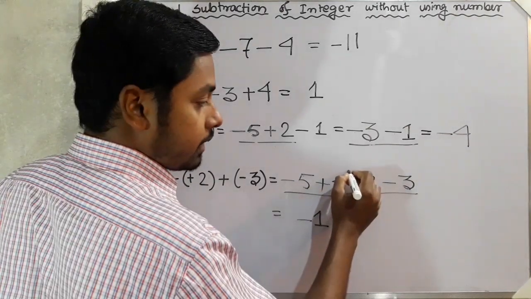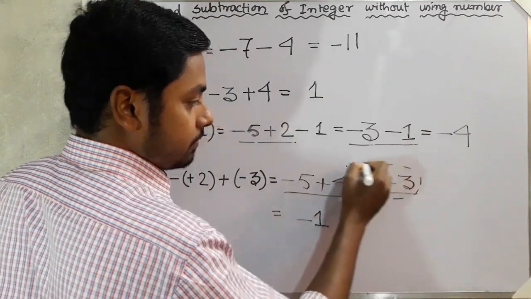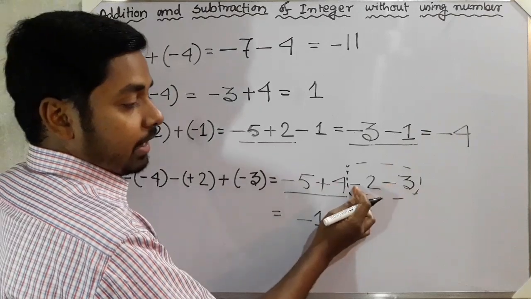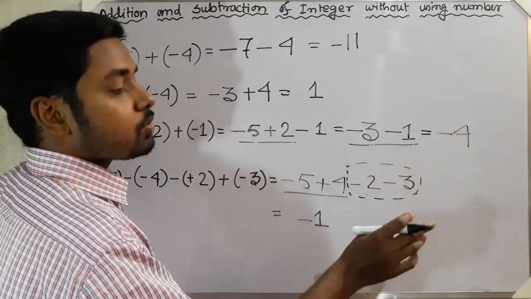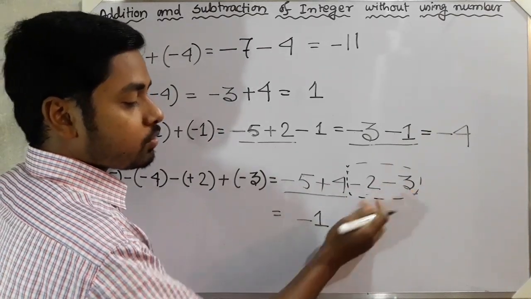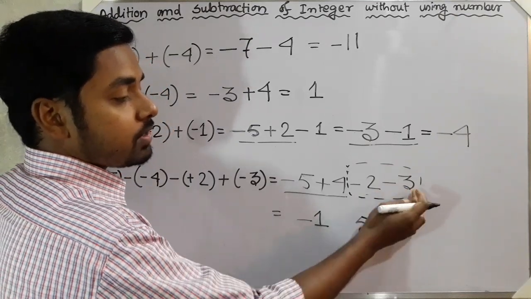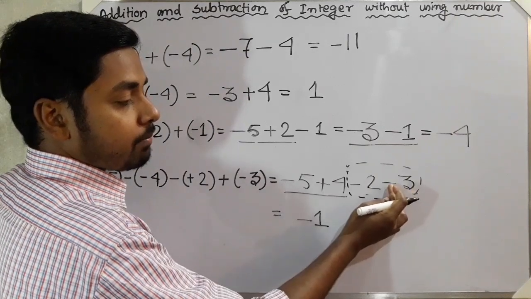Now we have to calculate these two numbers. We have to calculate minus 2 and minus 3. So minus into minus equals plus, so we have to do plus. So 3 plus 2 is equal to 5. Now between these two numbers, 3 is the greatest one, and before 3 it is having a minus sign, so here will be minus.